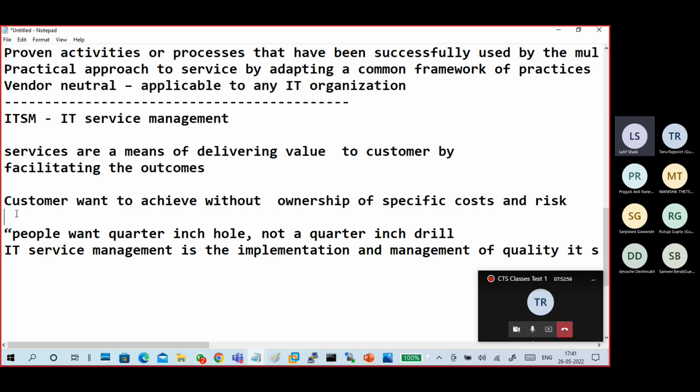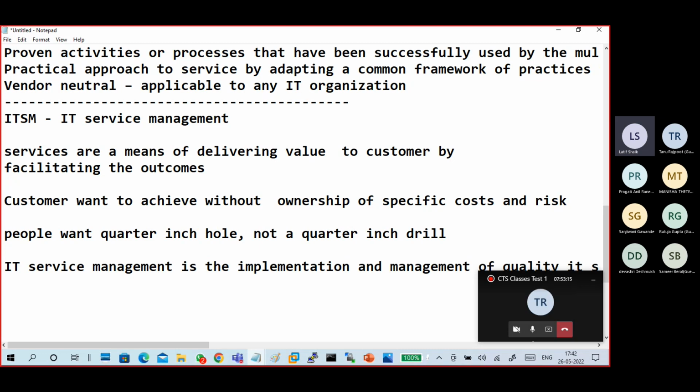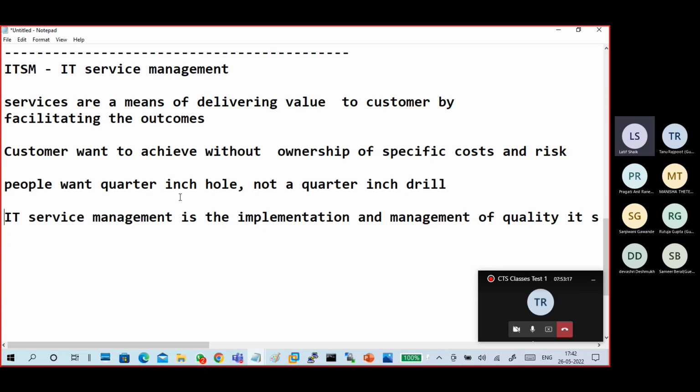Very simple: go to market or go online, order the refrigerator, and it comes to your home. You don't need ownership of the total cost or specific cost, or a risk you don't need to take. This is in ITSM. Another point is that people want a quarter-inch hole, not a quarter-inch drill. The meaning of that is what people want.